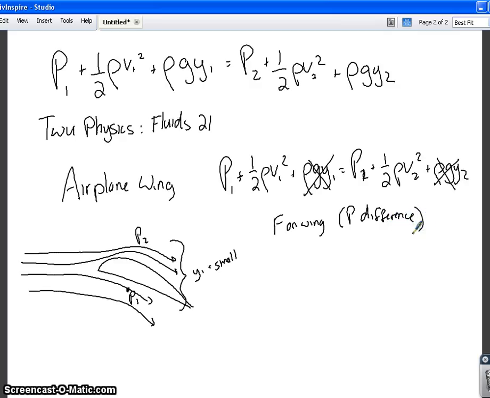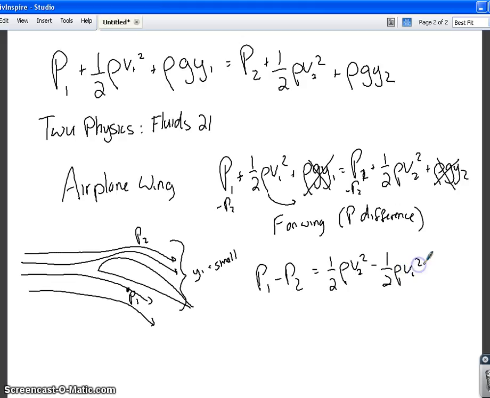So if I want to know the pressure difference, what I'm going to do is subtract P2 from both sides, and now I'm going to have P1 minus P2, and I'm going to move this one to the other side as well, equals 1/2 rho V2 squared minus 1/2 rho V1 squared. And so P1 minus P2 equals 1/2 rho, because I can factor that out, times V2 squared minus V1 squared. So if I'm given both speeds, and I know the density of air, because that's the fluid we're talking about, I can calculate the pressure difference.